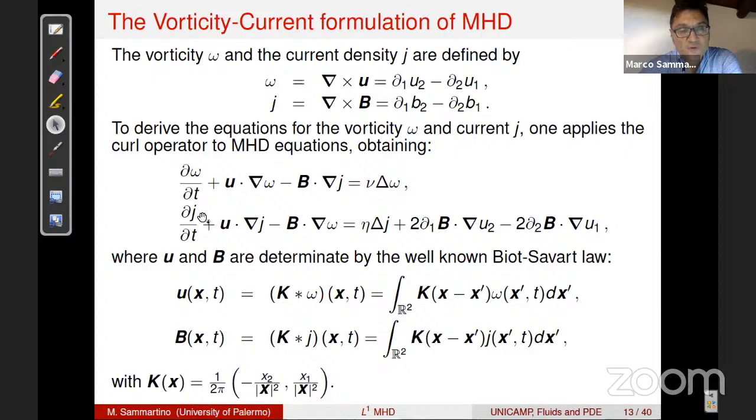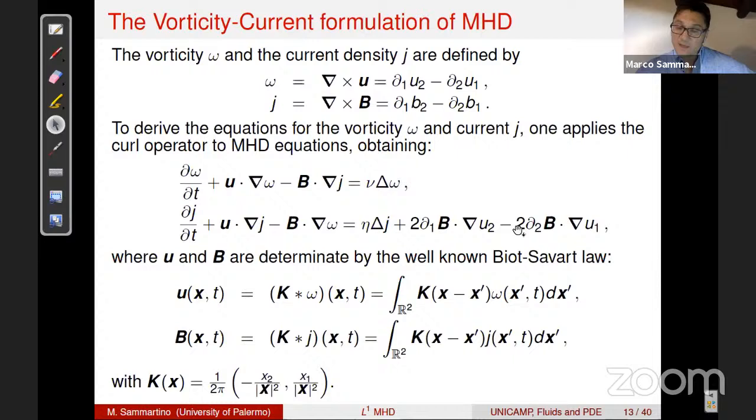The equation for the current is quite symmetric. So now there is a cross effect in which you have the u dot grad the current and vice versa, and you have the dissipation effect, and now it appears this weird term. I don't know if there's some kind of geometric meaning, but that's what it is. It appears this term, which is the derivative with respect to x of the magnetic field cross the gradient of the second velocity component, and the analogous symmetric term.